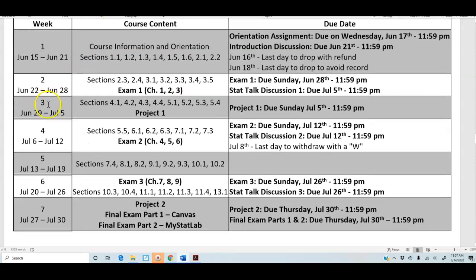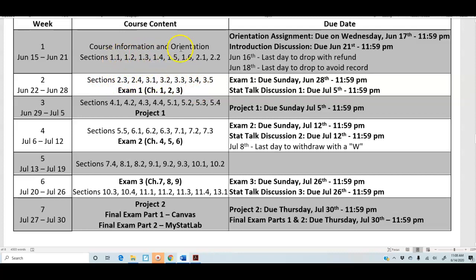Now week 2, you will see that we're covering these sections, 2.3 all the way to 3.5. And so at the end of week 2, exam 1 is going to be due on Sunday, June 28th, 11:59 p.m., which is going to be on MyStatLab. Now, exam 1 can be taken any time once you've completed all these sections. Now again, I list them for each week because this is where you should be completing those.